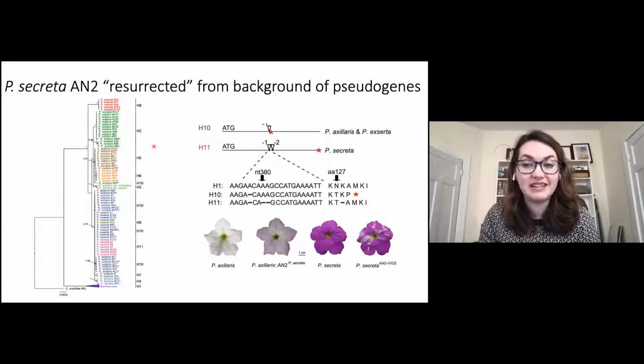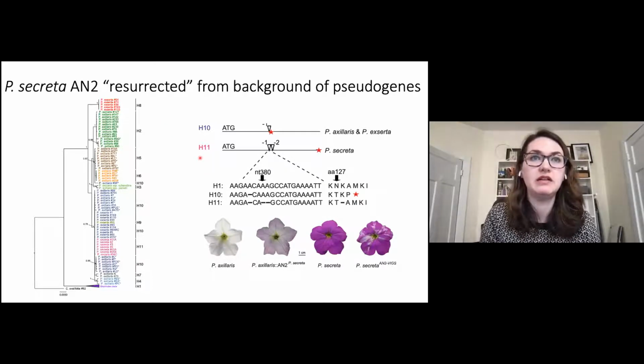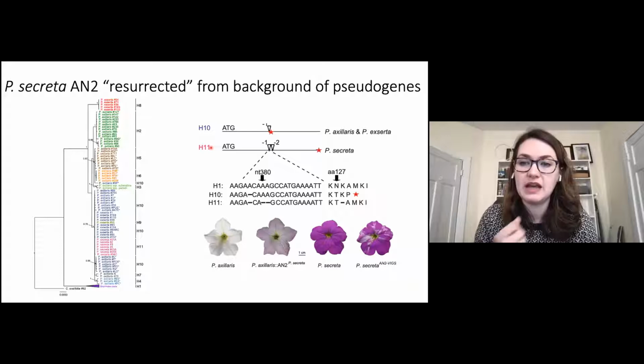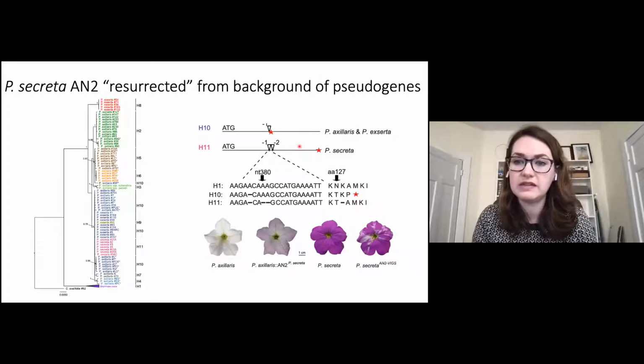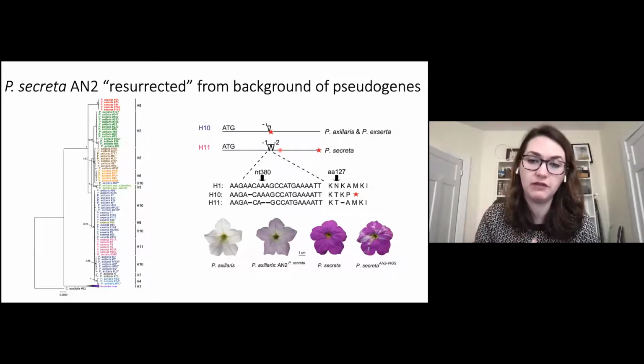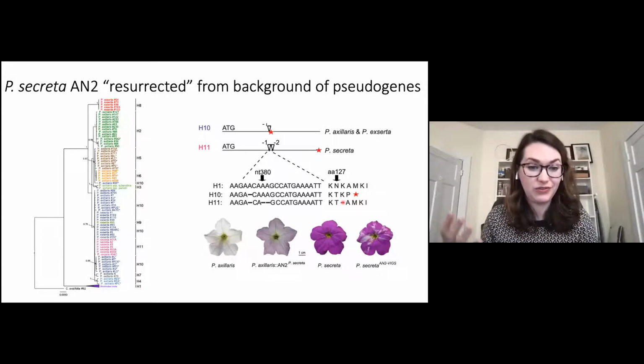However, we found that AN2 is indeed functional in Petunia secreta. But the interesting thing is that the AN2 haplotype, which you can see here is H11, this haplotype that Petunia secreta harbors seems to have been derived from a non-functional H10 haplotype. And this haplotype is found in both axillaris and exserta. What you can see is that there's a 2 base pair compensatory deletion, which restores the reading frame of AN2 in secreta. So while it's a slightly different amino acid sequence here, you can see it's just missing this K, essentially. It codes for a functional protein.